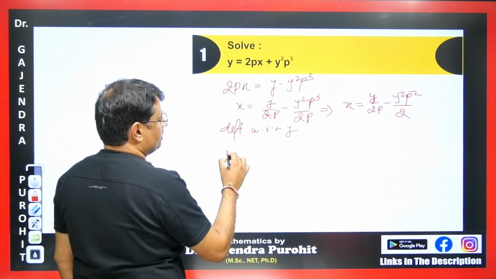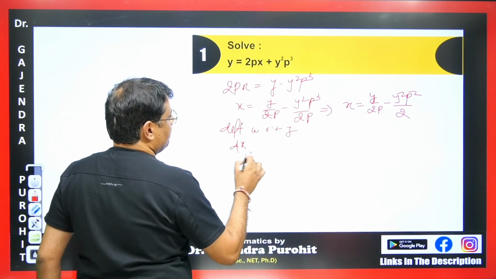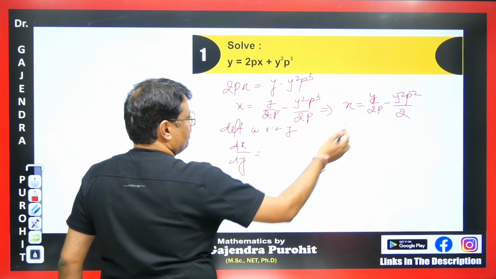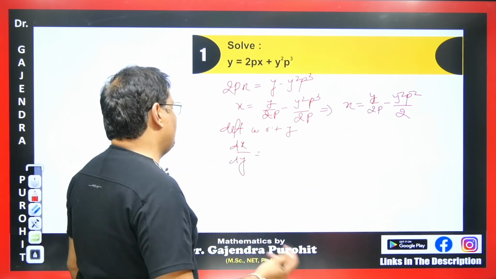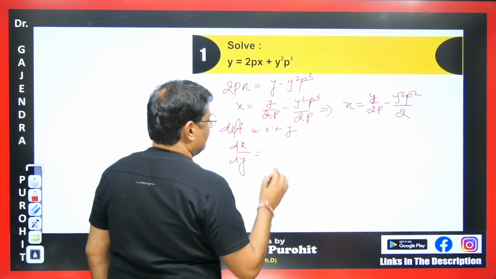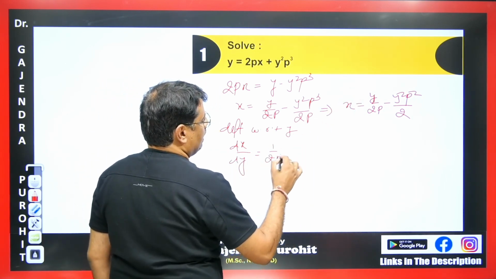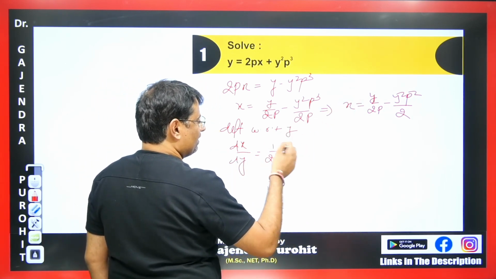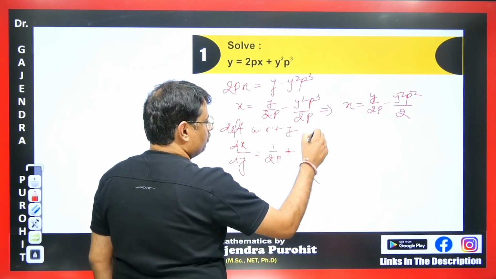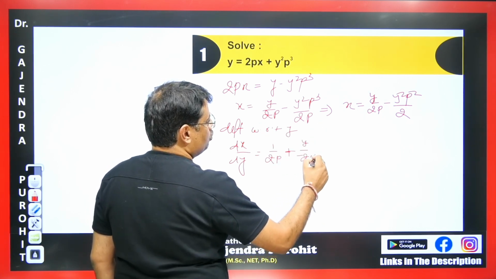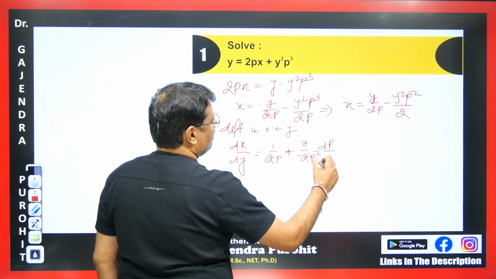When we differentiate, we will get dx by dy. As you can see, it is y here, and p is a function of x and y, so it will also be differentiated. First we differentiate y and get 1 divided by 2p. Then we leave y and differentiate p, so 1 upon p becomes minus 1 upon 2p square, and p becomes dp by dy.